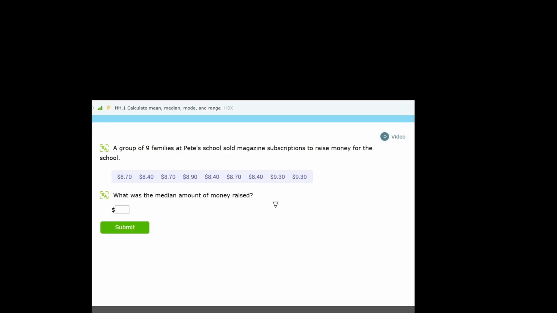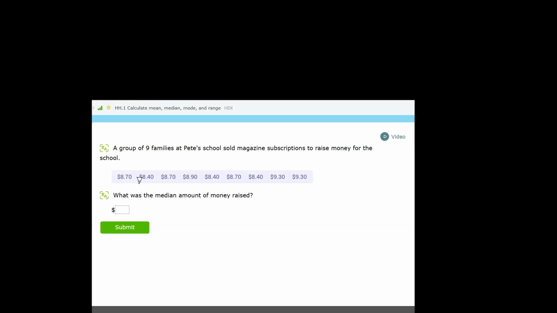Here we have a group of 9 families at Pete's school who sold magazine subscriptions to raise money for the school. We're given a list of prices and we're being asked what was the median amount of money raised. So we're going to start with the smallest and organize our way to the largest. We have to sort the numbers from least to greatest.